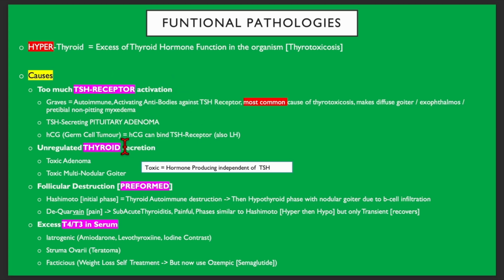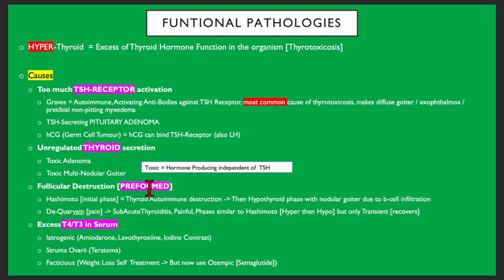Then we have the thyroid itself, which is unregulated. It doesn't listen to TSH. It's independent of TSH, and it's just producing hormones. This is called toxic. So we have toxic adenoma and toxic multinodular goiter. These two are examples where the thyroid is just secreting toxic amounts of hormones without listening to TSH to stop or to slow down.